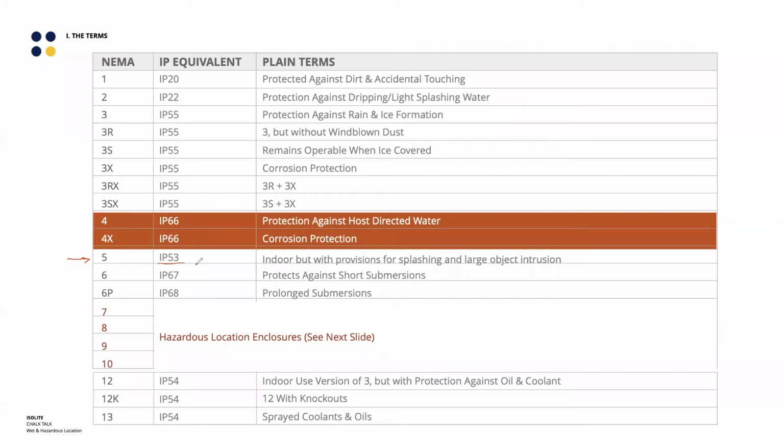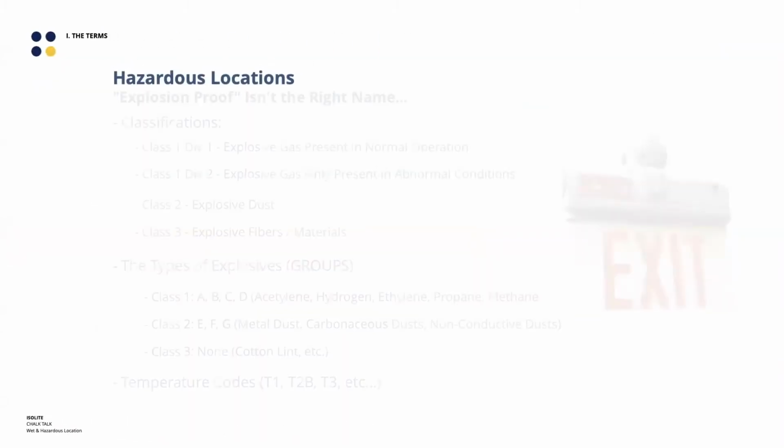The equivalent is IP 63, or 53, excuse me. So a little bit less protected. And then you can see 12 and 13 are also less protected than that NEMA rating would imply. Sitting in the middle of this table, though, are NEMA 7, 8, 9, and 10, which are really the hazardous location enclosures. And that's where I think the industry has a little bit of confusion.